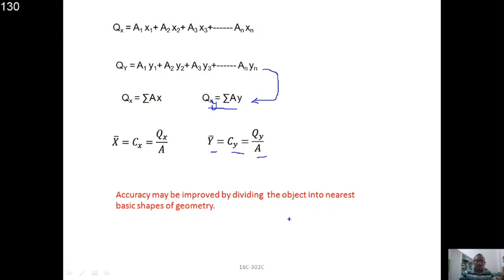Your accuracy may be improved by dividing the object into the nearest basic shapes of geometry. So if the given area is of any shape, it can be made more accurate by making it out of simple basic shapes. So take a number of areas: this is a triangular shape, this can be the nearest triangle shape, this is also a triangular shape, and this is another triangular shape. Like this, please convert to the nearest basic shapes possible, so that it increases your accuracy.